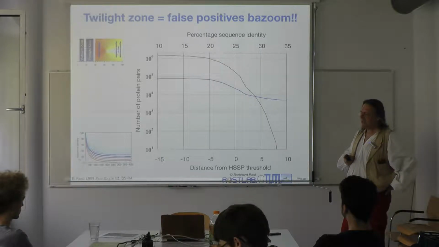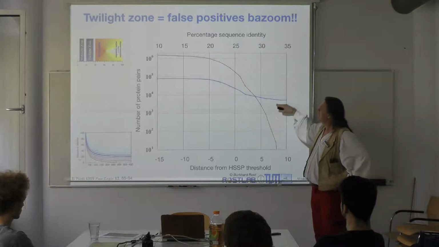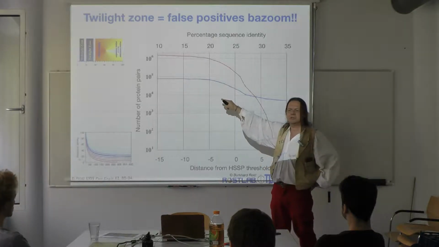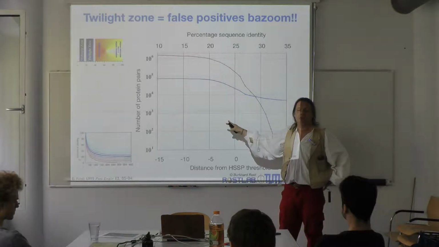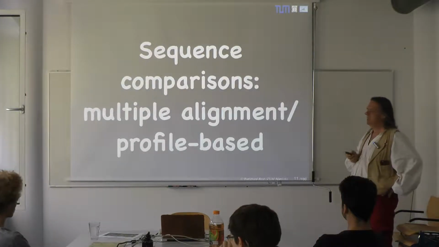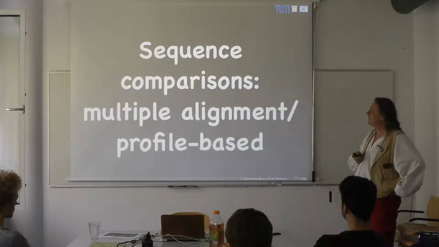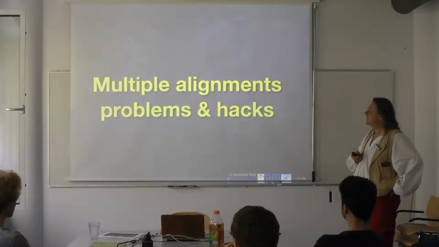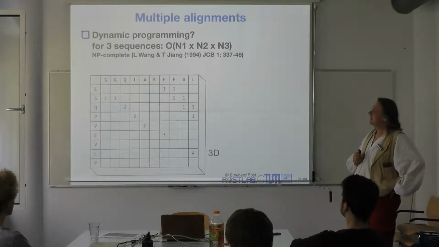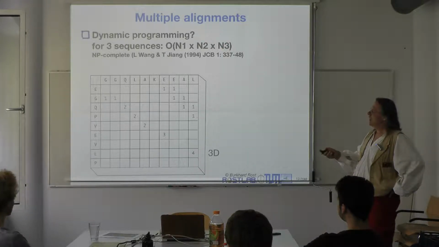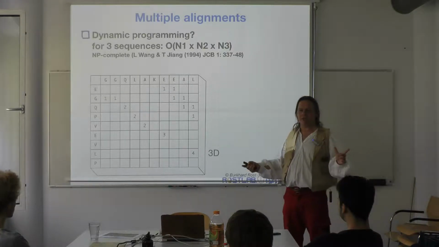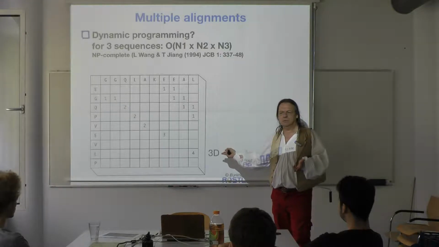Anyway, now the incentive to intrude here comes from the fact that blue increases by more than an order of magnitude. So I actually want to intrude into the twilight zone because there's a lot to be found. The way we do that is by multiple alignments or by profile-based alignments. Okay, let's begin with the first step toward multiple alignment. Multiple being 3. So rather than aligning 2 sequences, you can essentially do the dynamic programming in 3 dimensions and align 3 sequences. Can you?